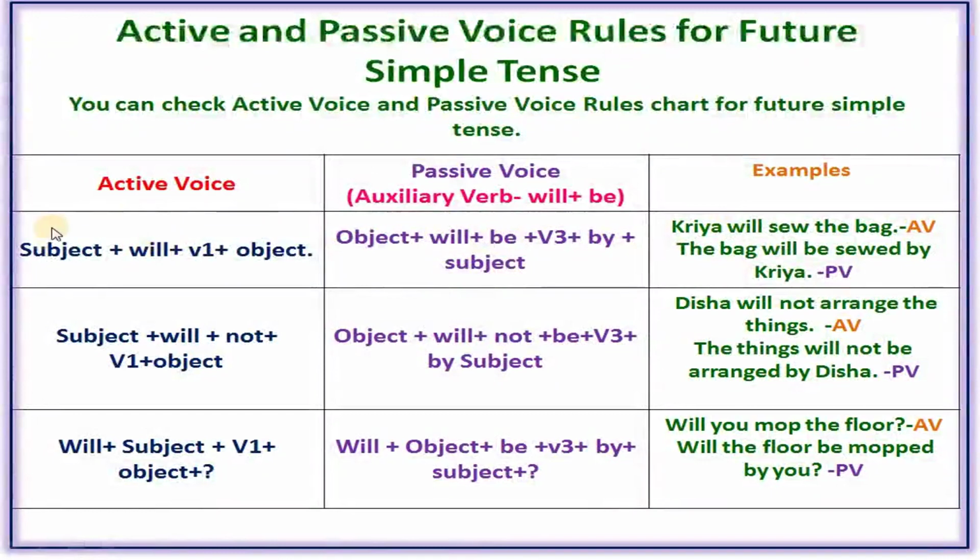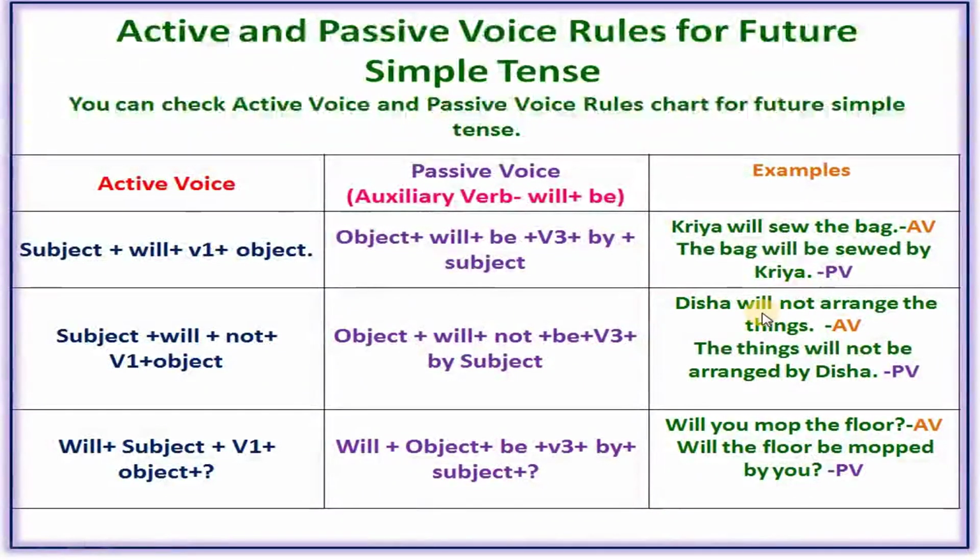According to this formula, the active voice is "Kriya will sieve the bag." According to the active voice and passive voice formula, the passive voice changes like this. Here Kriya is the subject and the bag is the object. The bag will be, so according to the formula, will be sieved. The V3 form of sieve is sieved. So, "The bag will be sieved by Kriya" is the passive.